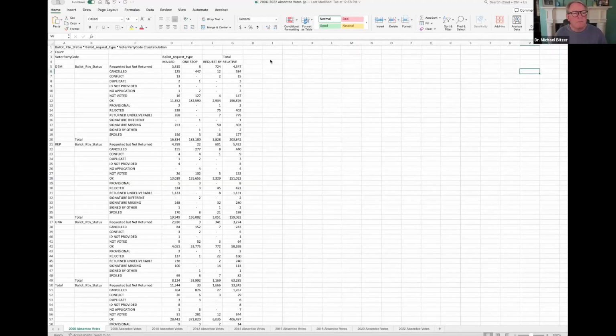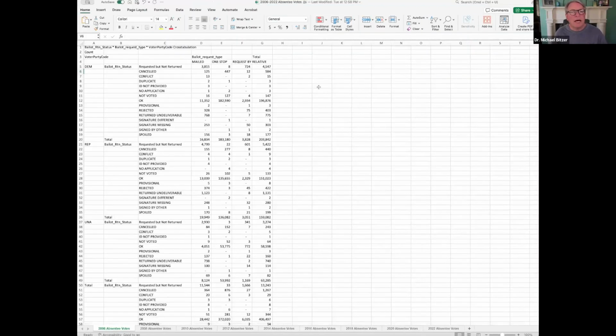I'm going to share my screen in Excel, and I've got two spreadsheets. This main one you should see is entitled 2006 to 2022 absentee votes.